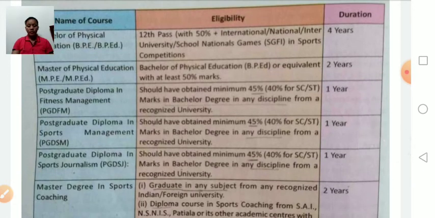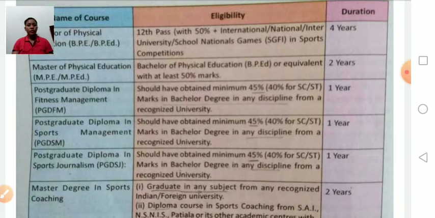Postgraduate Diploma in Fitness Management. For this, you should obtain minimum 45%, that is 40% for SC or ST, in a bachelor degree in any discipline from a recognized university, and it is of 1 year.